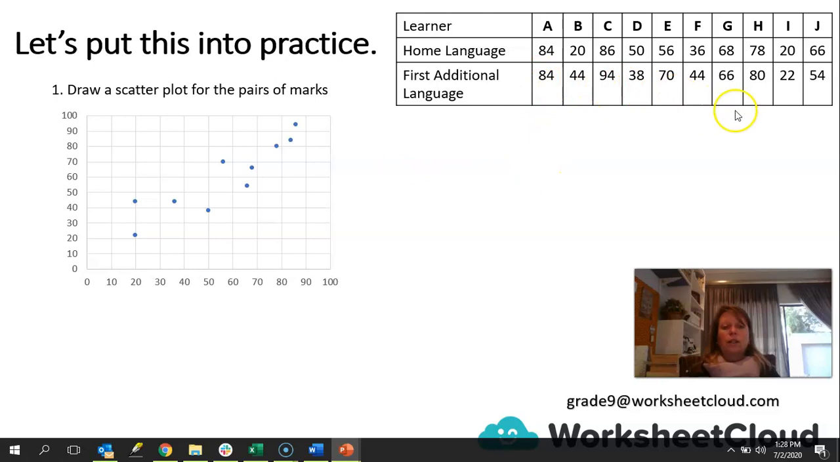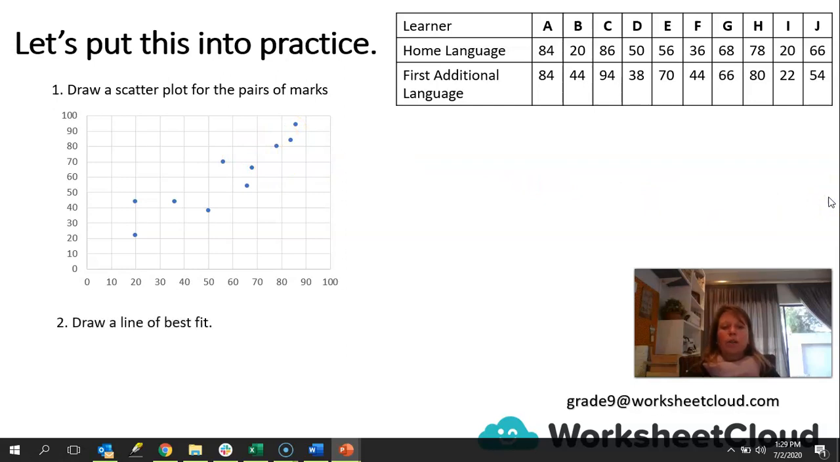Because these are not in any particular order. It could be in alphabetical order. So when you plot, it's going to end up being scattered all over the place. Why? Because we are also not following a formula. We're following given data. All right, so there we've drawn our scatter plot for the pairs of marks. And like I said, you can see here's the 84 for the home language, and there's the 84 for the first additional language. And that is how you plot on a scatter plot.